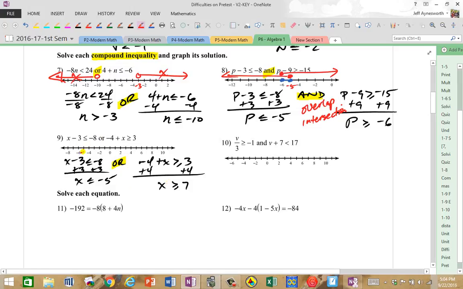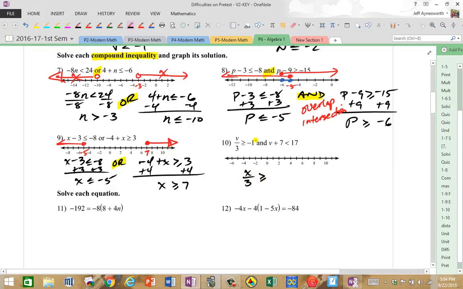So less than or equal to negative 5 is to the left of negative 5. And here's 7 right here. And if you're greater than or equal to 7, you're to the right. Okay?